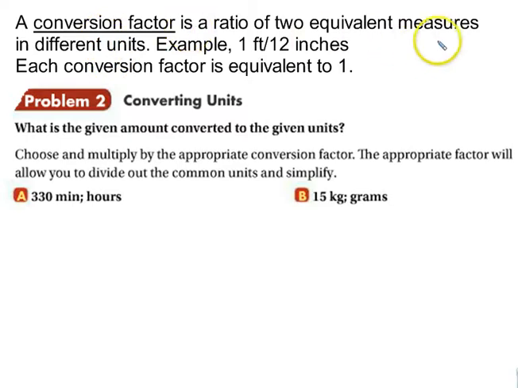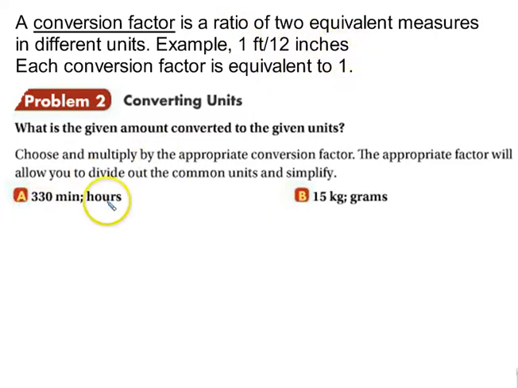Okay, conversion factor is basically taking from one thing to the next. So this right here, 1 foot over 12 inches, is how we convert from inches to feet. Okay. It's equal to 1.